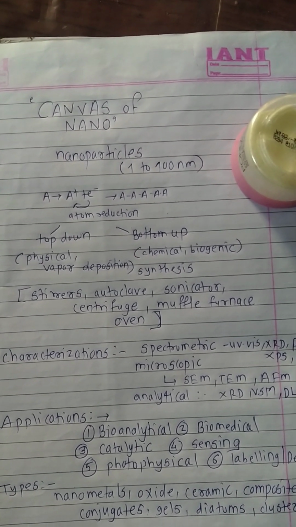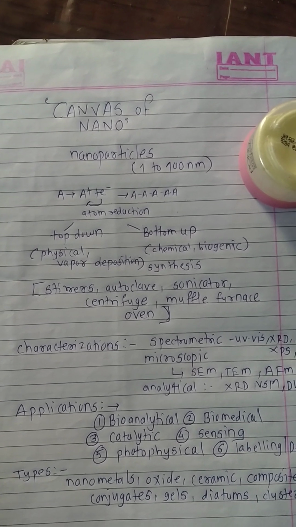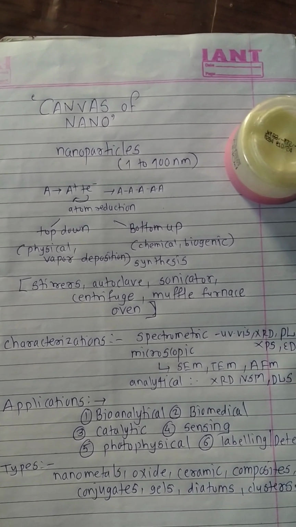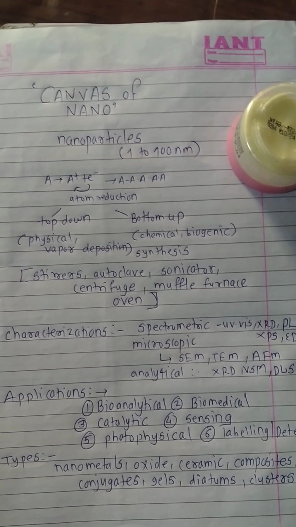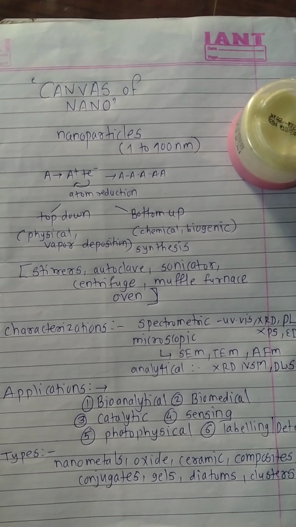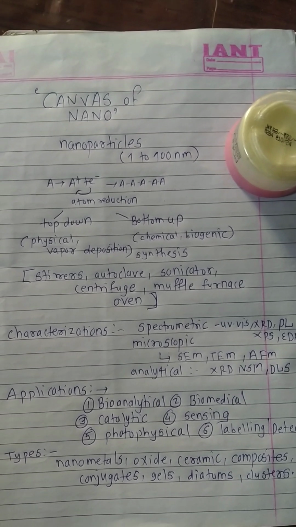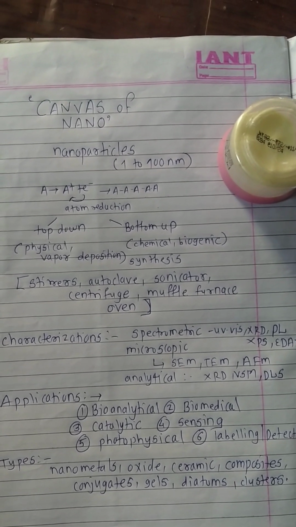So after synthesis, the nanoparticles get characterized and they have applications. But for the synthesis, what instruments are to be used? Stirrers, autoclave, sonicator, centrifuge machine, muffle furnace, oven. These are the basic requirements in the lab to form the nanoparticles.